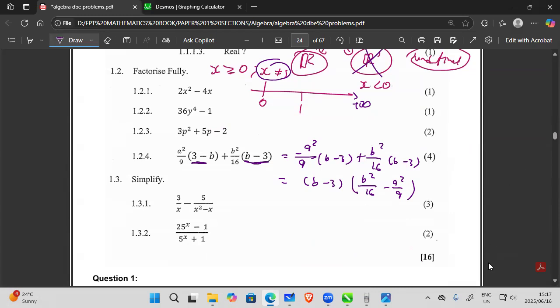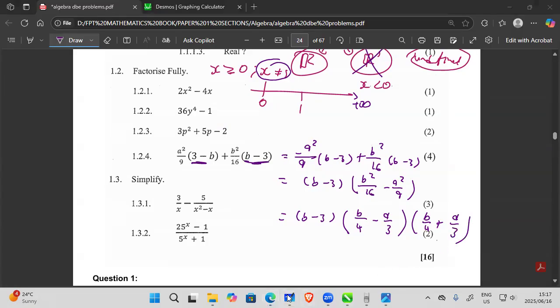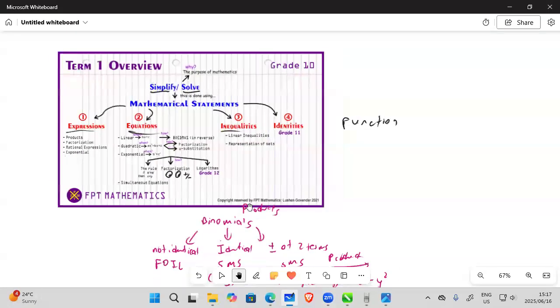So we're done. What do we need to check? We need to check that every factor is factorized fully. When you do that, and if you did it correctly, you'll realize that I can use dots again here. And so this will become b minus 3 into b over 4 minus a over 3, b over 4 plus a over 3. Can you see that? Complete. There's a rule here, bulletproof. It's not going to change.